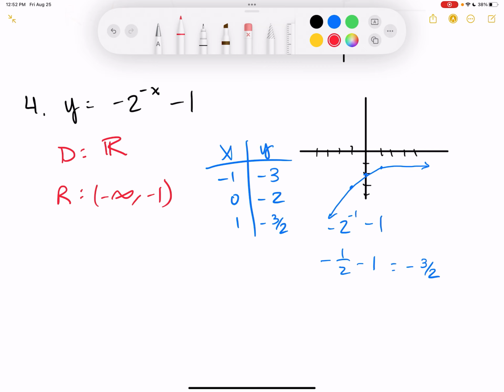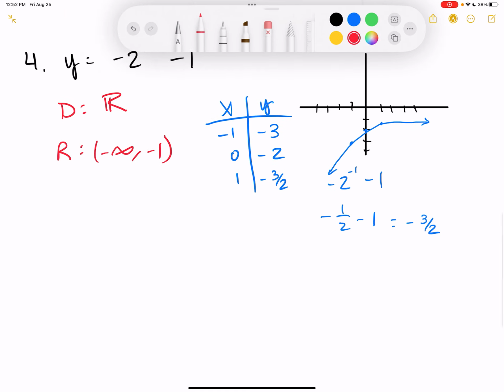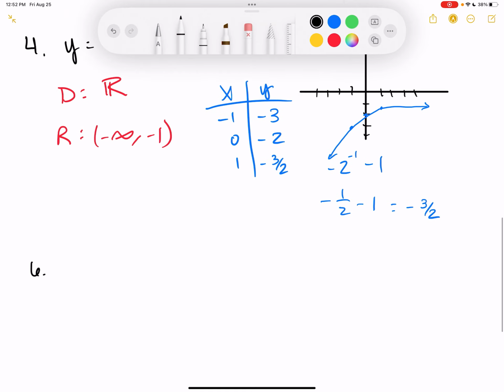Okay, the next one says to rewrite the exponential expression to have the indicated base. So 16 to the 3x, and it wants us to rewrite it as base 2. Any ideas on how I do that? So instead of it being base 16, I want it to be base 2. But I want it to be the same thing, just written in a different way.